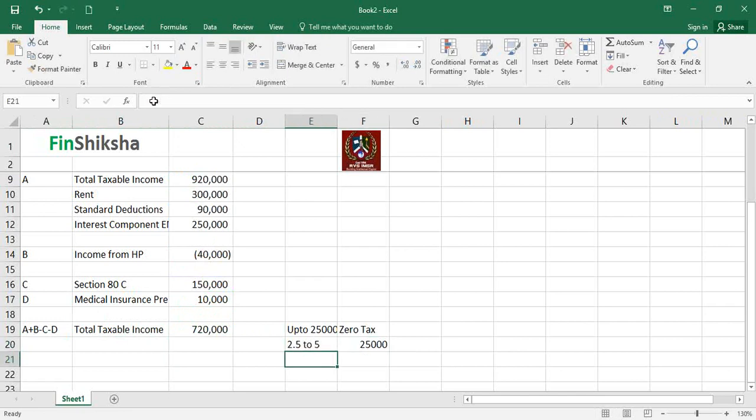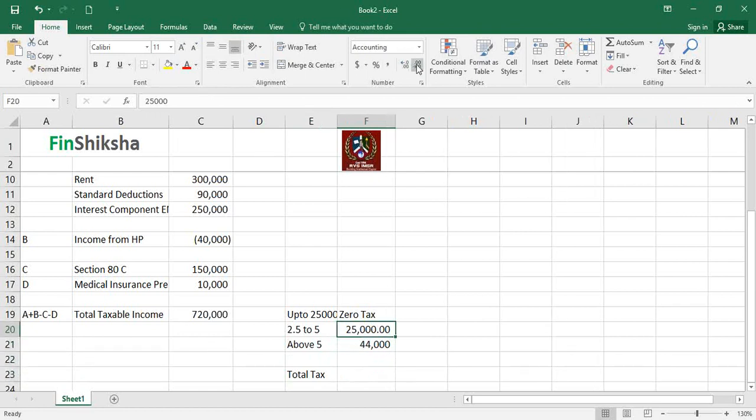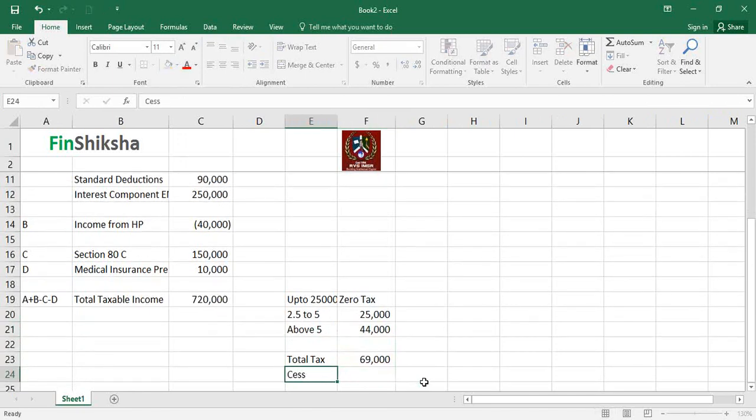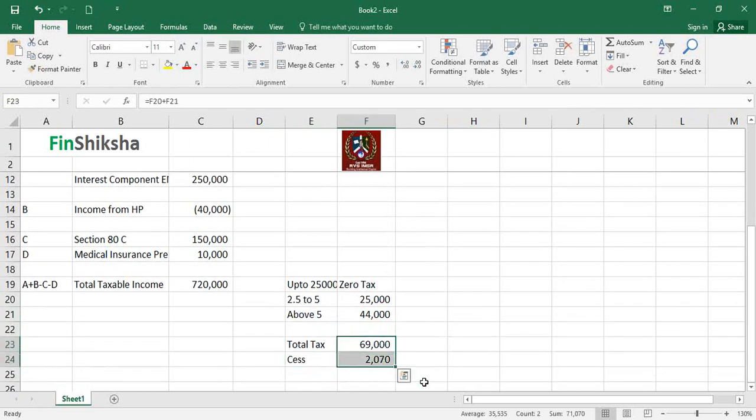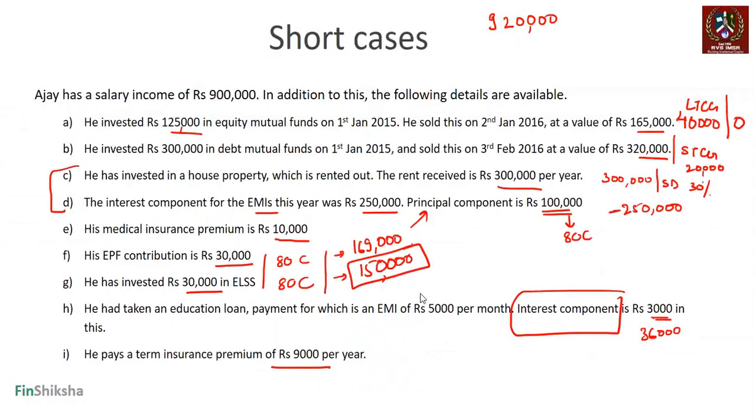2.5 to 5 lakh, there is a 25,000 tax incidence, and the remaining one is going to be 20% into 7,20,000 minus 5 lakh. That's my total tax. So total tax above 5 is 20%. This is 10%. Total tax is equal to 69,000. And on this, there is a cess of 3% into 69,000. So my combined final tax value is going to be 71,070, right? That's how we basically go ahead and calculate the overall taxation.